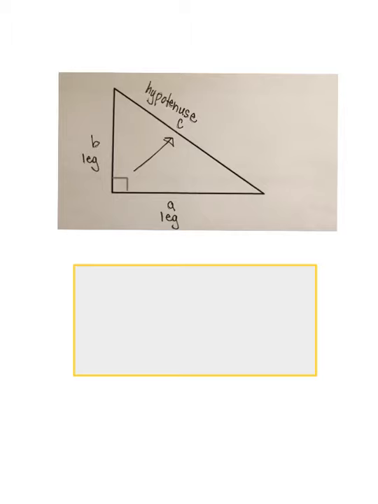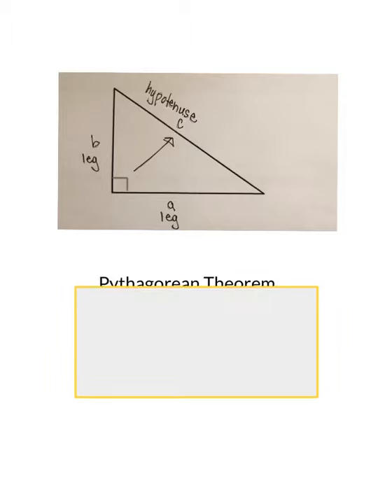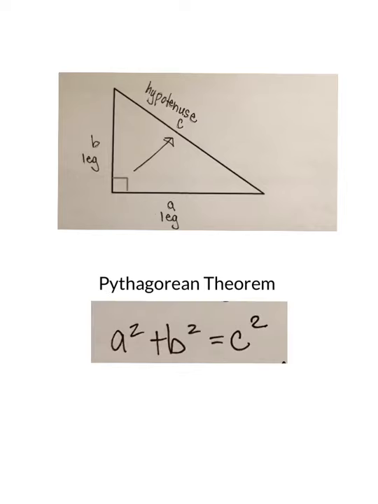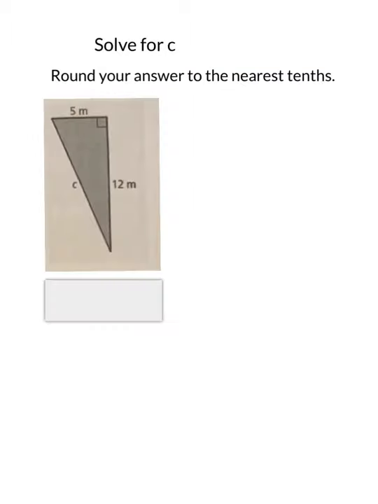So what we're going to learn today is called the Pythagorean theorem. It has to do with finding sides of a right triangle. If we have two of the three sides, we can find the third. The Pythagorean theorem is a squared plus b squared equals c squared. This is what we're going to use to find a missing side. Here we're going to be solving for c, and we're going to round all of our answers to the nearest tenth. Remember, tenths is 1 decimal place.